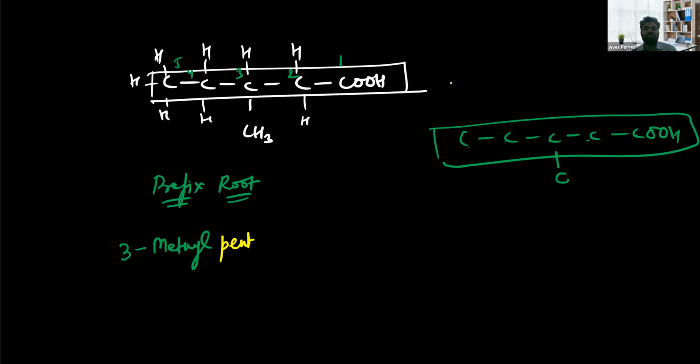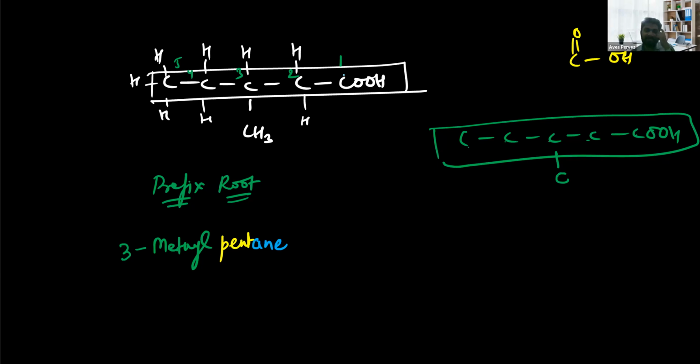Don't think that the CO in COOH has a double bond between carbon and oxygen. This will not be considered a double bond. We are just talking about whether carbon-carbon has a double bond. Like here, like here. No, there is no double bond. So if there is no double bond, we will use ANE as the saturation indicator. Pentane. And then oic acid.